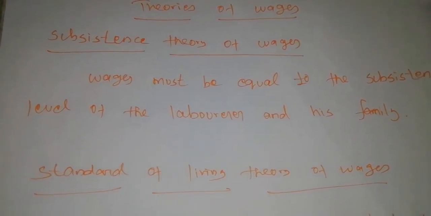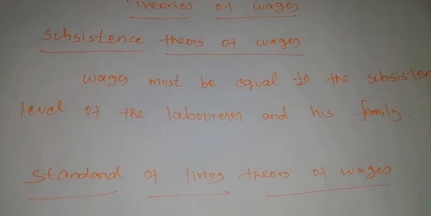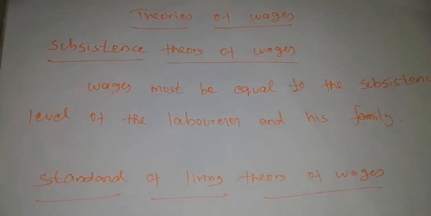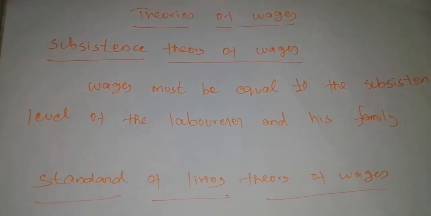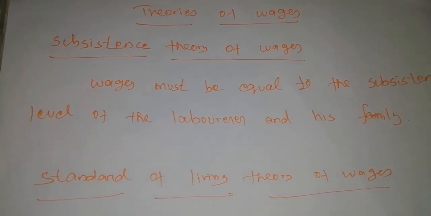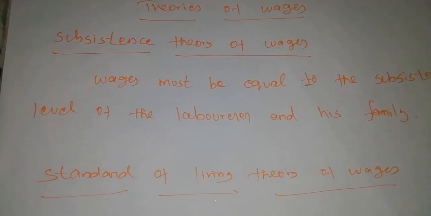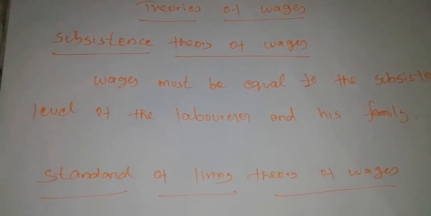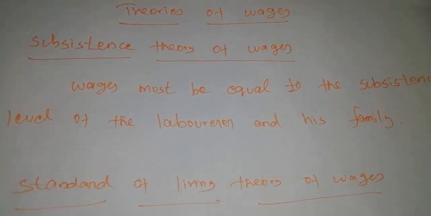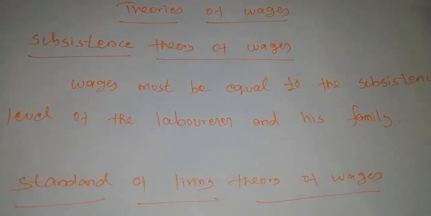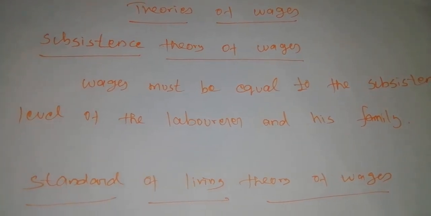According to this theory, wage must be equal to the subsistence level of the laborer and his family. Before that, we have to understand the meaning of subsistence level. Subsistence means the minimum amount of food, clothing and shelter which workers and their family require for existence. If any laborer goes to work, the wage must be equal to their subsistence level. Subsistence level means the basic necessities of life.